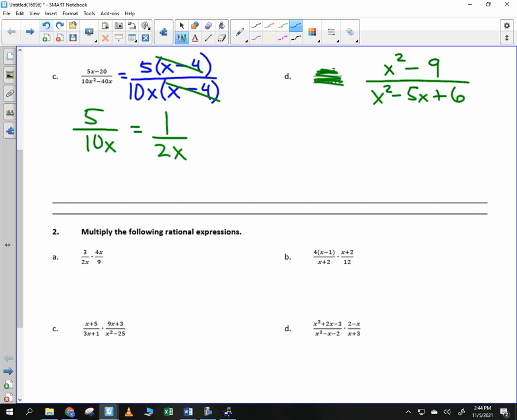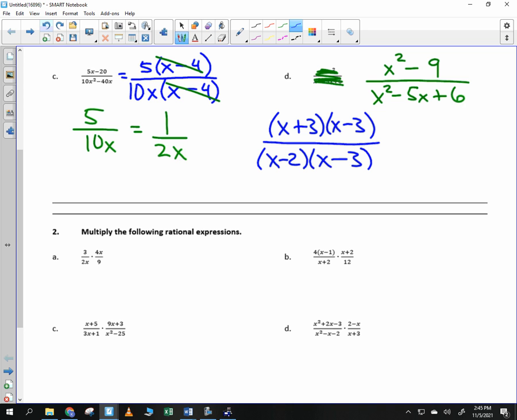So let's do a difference of squares. Let's factor the top, and we get... and in the bottom, you have a trinomial, x squared minus 5x plus 6. I need two numbers that multiply to a positive 6 and add to a negative 5. Good. X minus 2 and x minus 3.